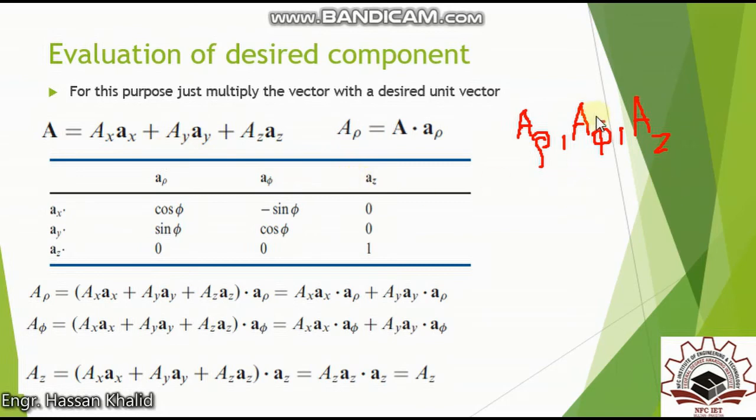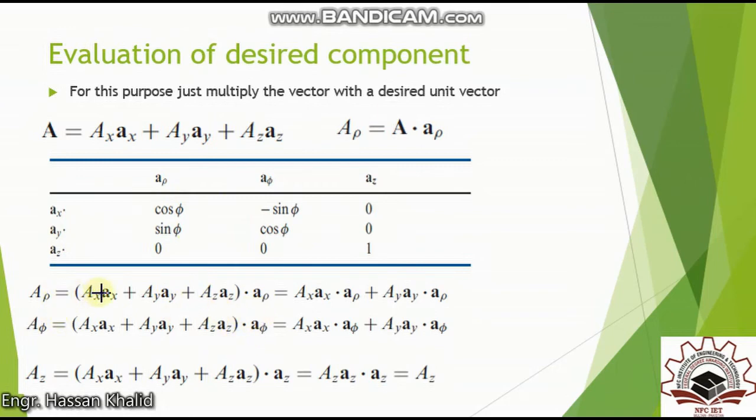To find the a phi component, you need to multiply the vector a with the unit vector in the direction of phi. To evaluate the az component, you need to multiply this vector a with the unit vector in the direction of z. But also keep in mind that you are actually finding the projections. So the same principle regarding the dot product will be applied as you have applied in the previous slides. Now with the help of this transformation table, you can easily evaluate the projection formed by the unit vectors.